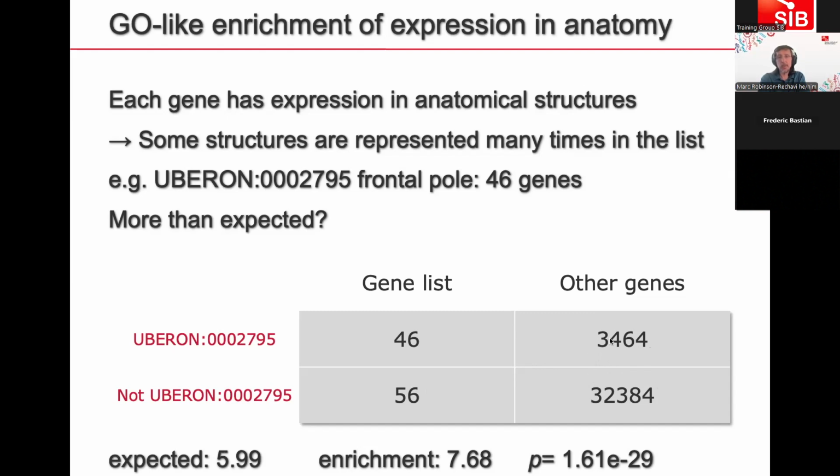So by chance, if these genes were drawn at random from all the genome, I would expect 6 times less genes here expressed in the frontal pole in proportion. So I would expect 6. So I have a 7.6 times enrichment. 46 is 7.6 times more than the 6. This is highly significant by a statistical test, a hypergeometric test. And so we have way more of our genes involved in autism which are expressed in the frontal pole than expected by chance if I took from the whole genome.